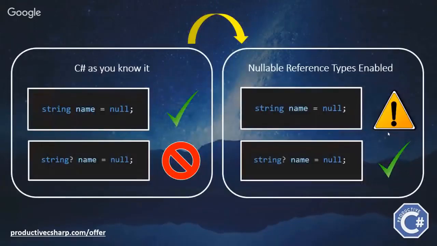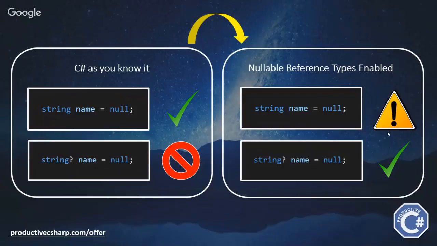So on the left in this infographic, you can see how C# works as you know it. When you create a reference type, like for example a string name, you create a variable that is a reference type, you can assign null to it. So by default, reference types are nullable in C#, and there is no way to create non-nullable reference types. You can create nullable value types using the question mark, but you can't do that for reference types.